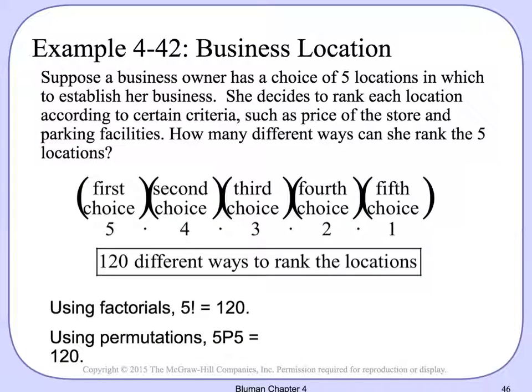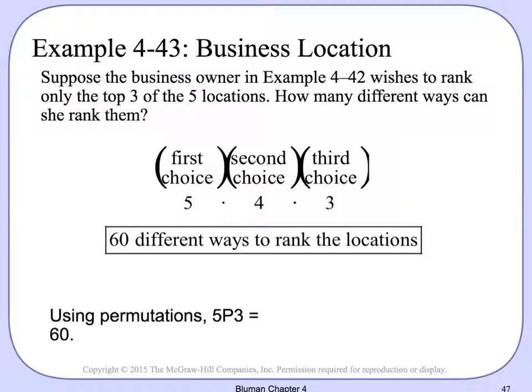Skip this slide. We're going to go on to this one. Listen closely. Let's read this problem and see if we can figure out whether we should be doing a permutation or combination, and I'm going to show you how to do it by hand. Suppose a business owner wishes to rank only the top 3 of 5 locations. If I'm thinking about it in terms of my team, which a lot of you are on sports, you have your 5 starters and you want to rank the top 3. How many ways could you do that?